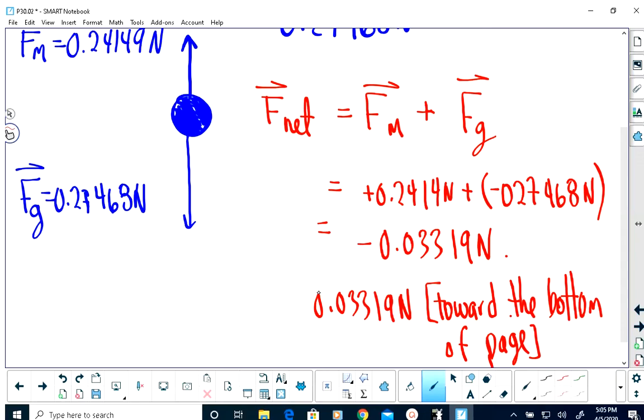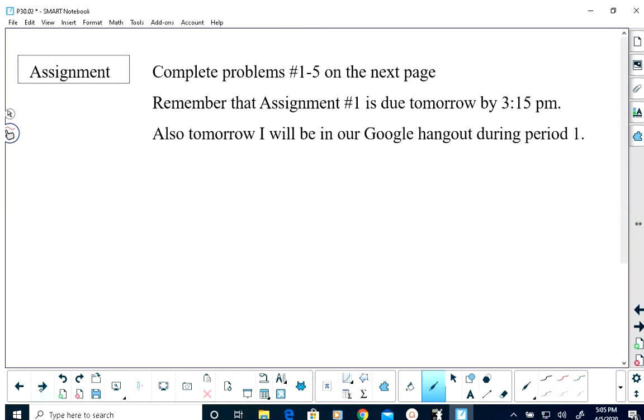And that's it for that example. And in fact, that's it for the lesson. So you don't have a lot of work to do here to check your understanding. There's 5 problems that I've typed up for you on the next page.